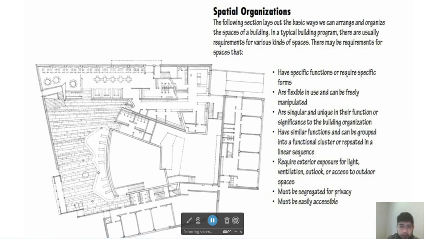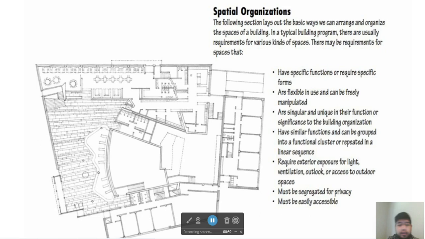Some of those requirements are that they have to have specific functions, they have to be flexible in use sometimes, they are singular, unique to their functions, or they have similar functions and can be grouped together, require exterior amount of light, must be segregated for privacy, must be easily accessible. As you start getting the program, we've talked about the idea of program, you're going to start creating color coding or any way you like to organize, and you're going to start separating by a lot of different concepts.